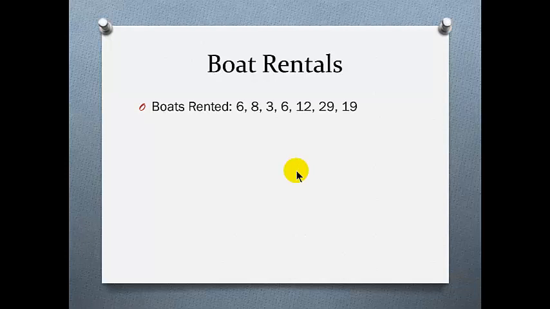So let's say I run a boat rental company, and this week I keep track of my boat rentals. On Monday I rented 6, Tuesday 8, Wednesday 3, Thursday 6, Friday 12, Saturday 29, Sunday 19. You can tell boat rentals, as you would imagine, the weekend is a better time for the business. Now, if we wanted to calculate the average number of boats rented a day, we simply have to add up all these values and divide by the number there are.